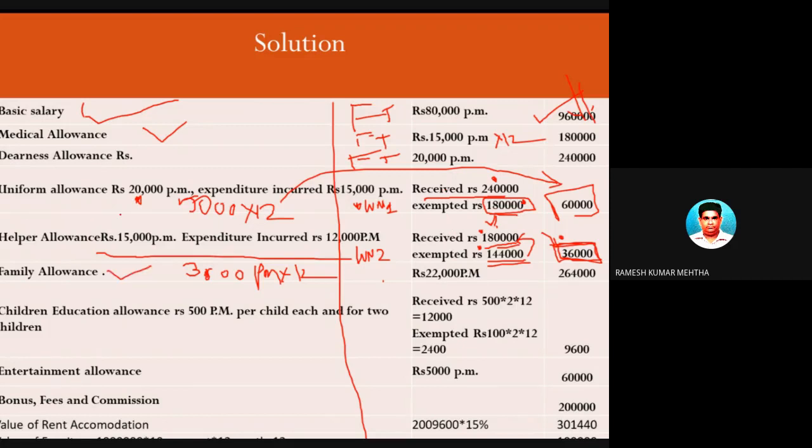Now number 6, family allowance. I told you it is fully taxable. 22,000 into 12 is equal to 2,64,000. It is coming in the taxable column. So this taxable column is very important for the calculation of accommodation. Please remember. Next one is children's educational allowance. How much was he receiving?